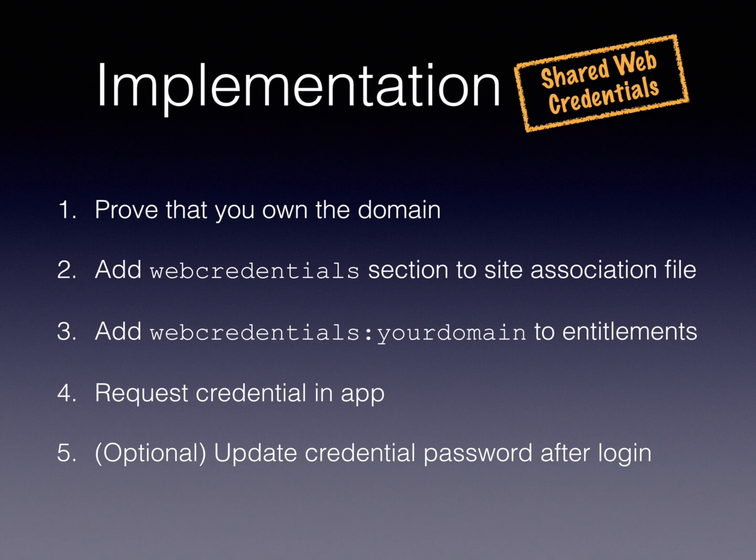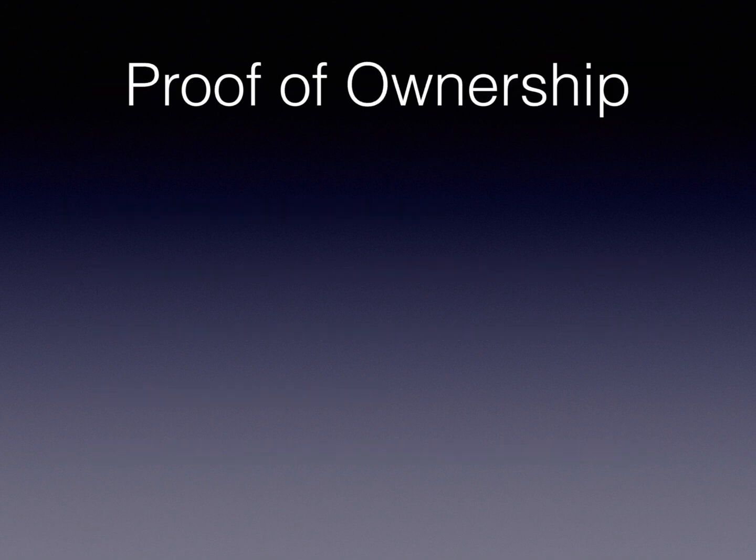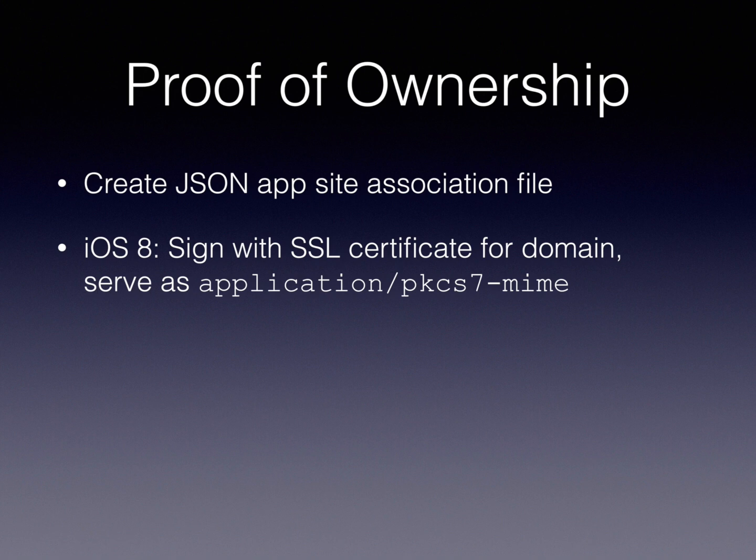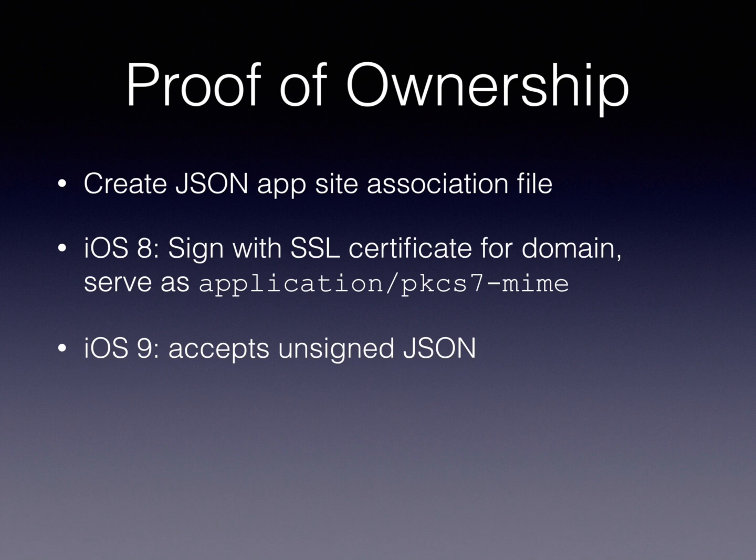So this proof of ownership, how does this look like? The site association file is basically a JSON file. On iOS 8, you need to sign it with an SSL certificate that contains the domain name as the qualified domain, and it needs to be served in that case as PKCS7 MIME content type. That's been a bit tedious and many ways to get that wrong. So Apple decided for iOS 9 you don't need that anymore. You can just put the JSON on the server.